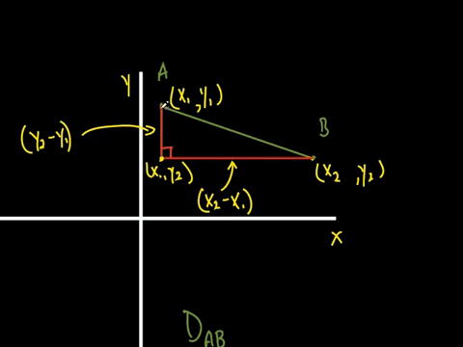So what do I have? I've got a right triangle, and I know one of the legs, and I know the other leg. And so how can I find this AB, or the hypotenuse? Well, I can do Pythagorean Theorem.